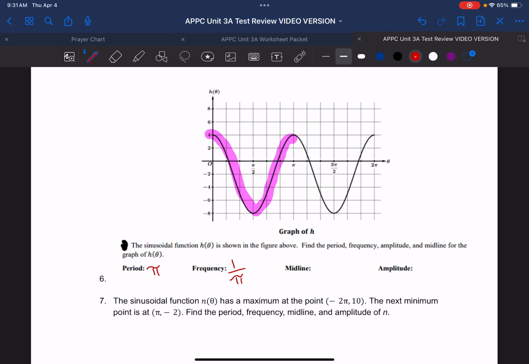My midline is halfway between a max and min. So my max is 4, my min is -8. And remember midline, it has to have y equals. So I could do 4 plus -8 over 2. That'll give me the halfway point, which is -4 over 2, which is -2. Y equals -2.